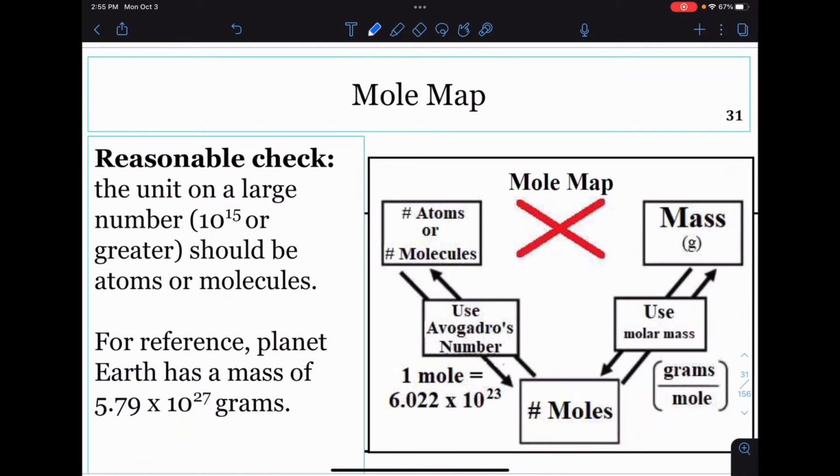Make sure to always do a reasonable check on your answer before moving on to the next problem. If you have a large number with a times 10 to the 15 or higher exponent, the unit should be in atoms or molecules. If the problem was asking for grams and you came out with such a huge number, then you probably did something wrong. The units moles or grams should never be on such a huge number unless the context is of the mass of a planet or the moon. So for reference, the planet Earth has a mass of 5.79 times 10 to the 27 grams. Most of the time in chemistry, we're not talking about the mass of a planet.